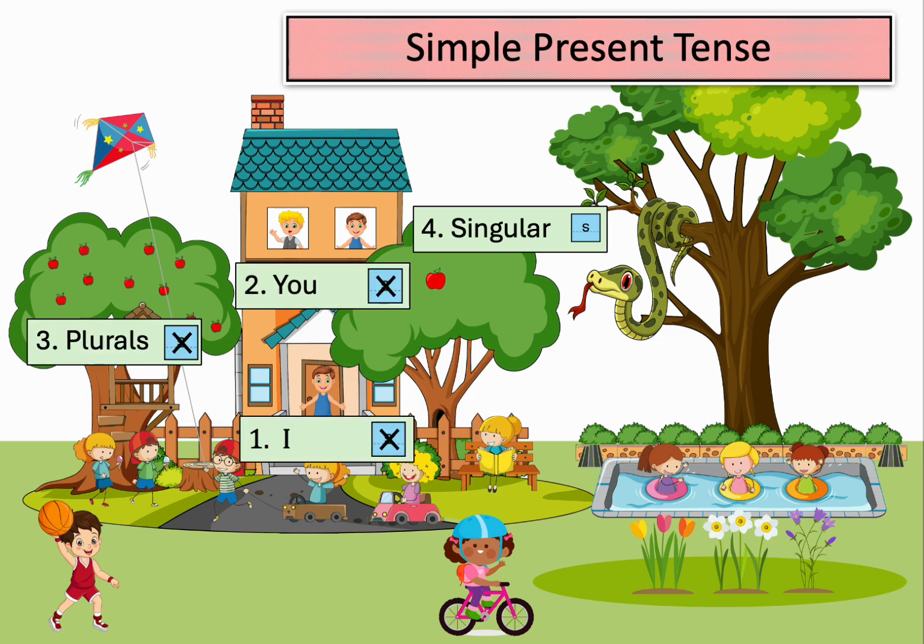Let us summarize the 4 subject rules: when to add the S and when not to. Rule number 1. I, big and strong, no S. 2. You, we don't know, no S. 3. Plurals. If there is more than one, no S. 4. Singular. Always add an S. If you are alone, you need the snake to help you.